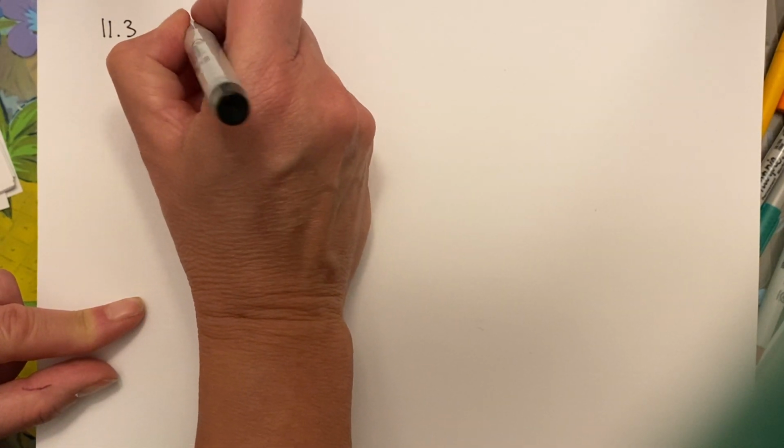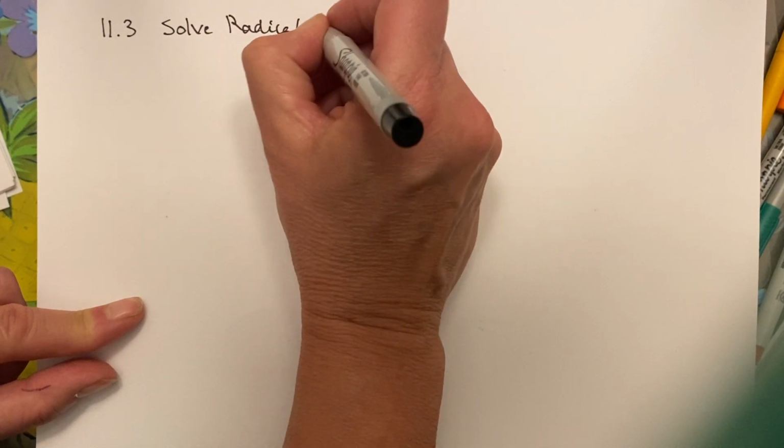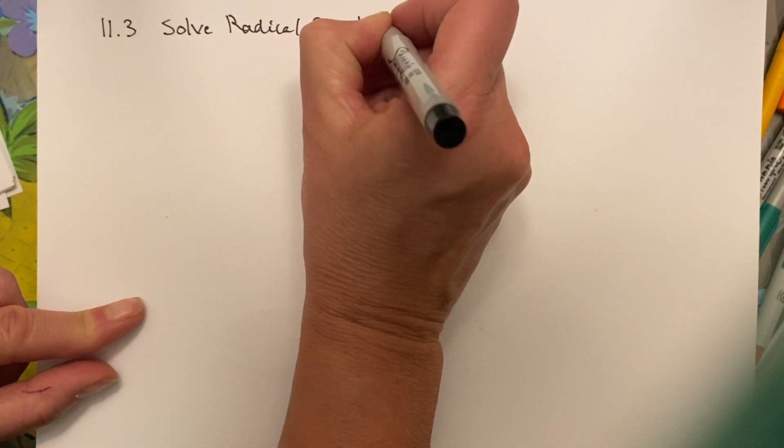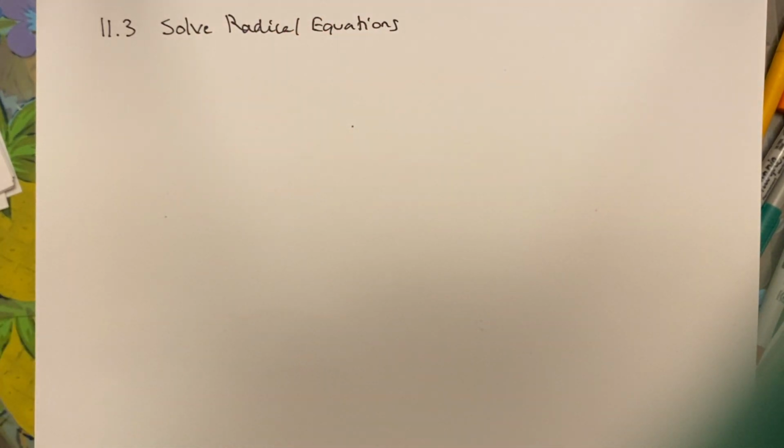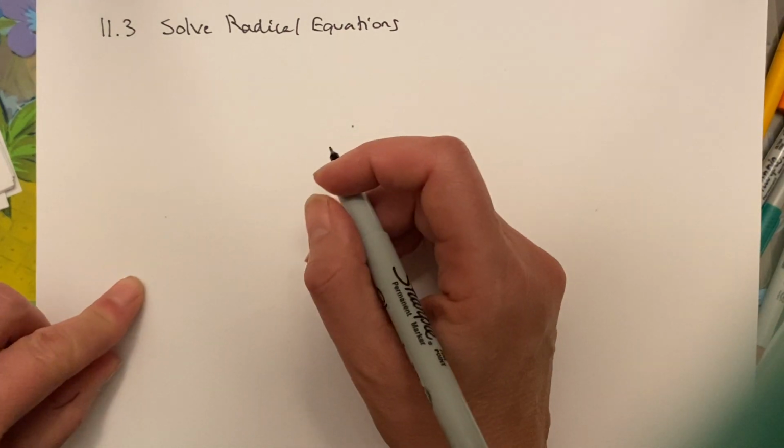So, solve radical equations. As with all the other things you learn, the whole reason we learn how to multiply and add radicals and variables is because eventually we're using them in an equation. And you're going to see us use that again in chapter 12.